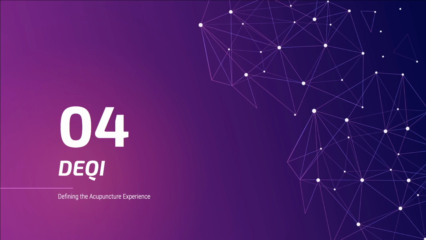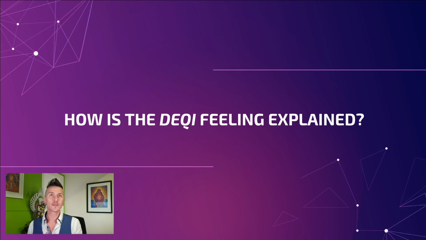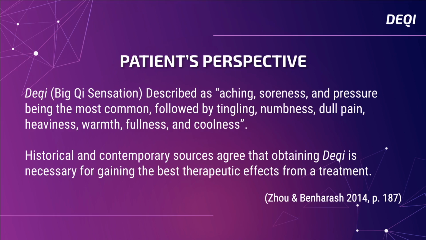Now we'll be looking at De Qi, the sensation which defines the acupuncture experience. So, how is the De Qi feeling explained? For acupuncturists, we know it pretty well. It's one of the first things that we really have to get used to when we start needling, because quite often, more often than not, we are asked to needle ourselves before anybody else, so we actually know what's going on. The De Qi feeling is described as aching, soreness, and pressure being the most common, followed by tingling, numbness, dull pain, heaviness, warmth, fullness, and coolness. Historical and contemporary sources agree that obtaining De Qi is necessary for gaining the best therapeutic effects from a treatment.